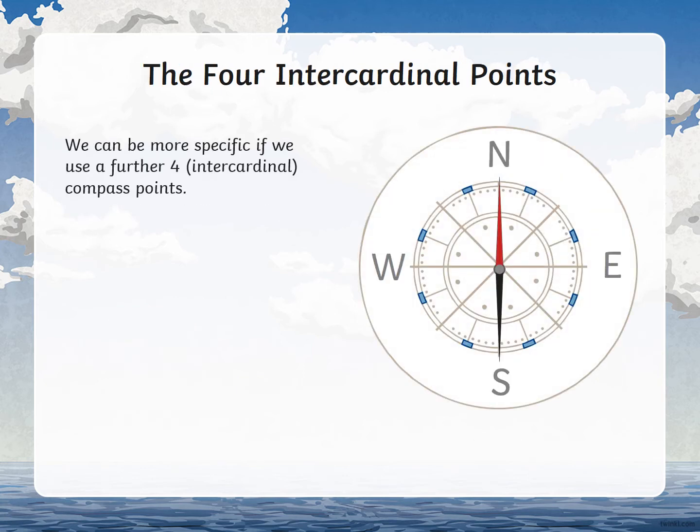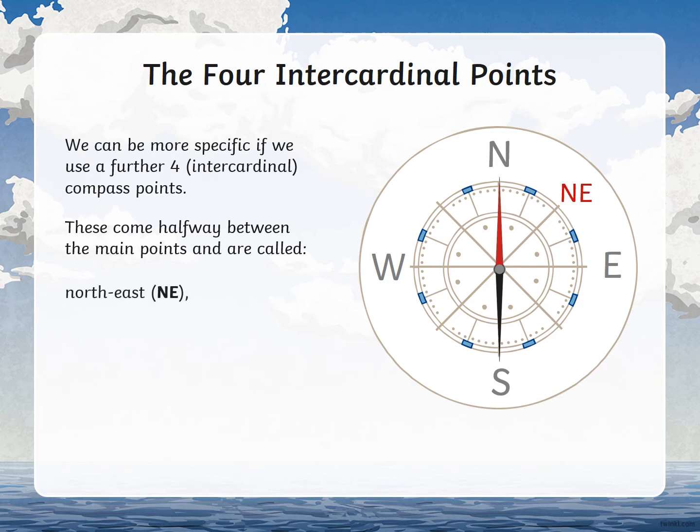So now we're going to look at the 4 intercardinal points. And that means if we use these, we can be more specific. Because sometimes you don't always end up going north, east, south, or west. You end up going halfway between those compass points. So as you can see, we have NE, which stands for northeast, because that's halfway between north and east.